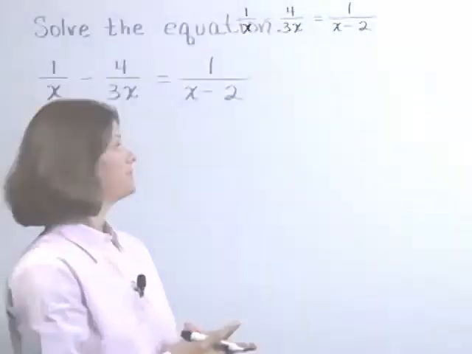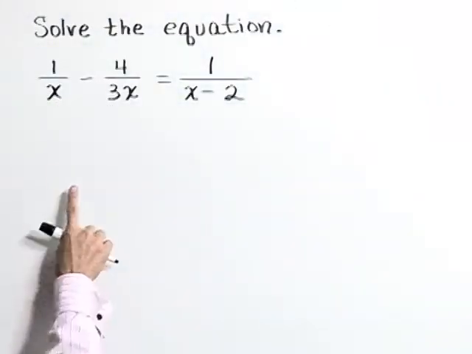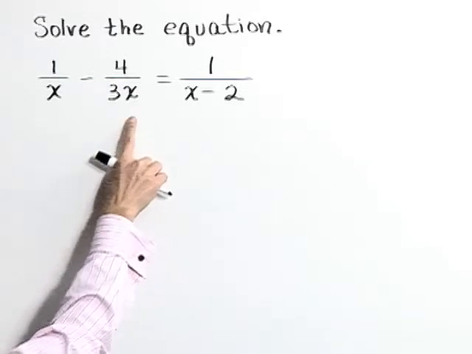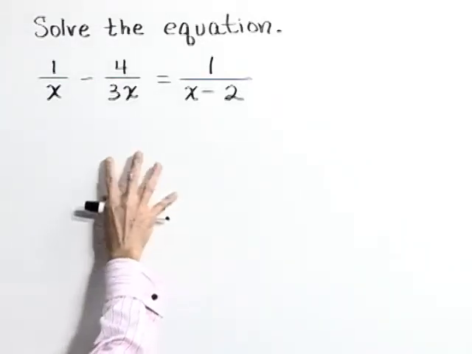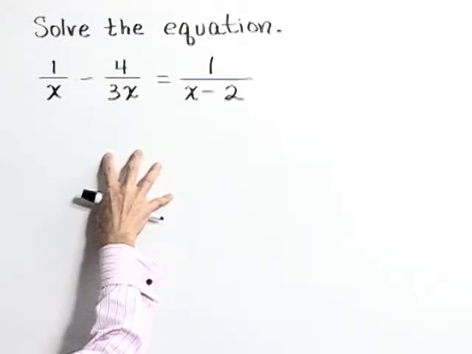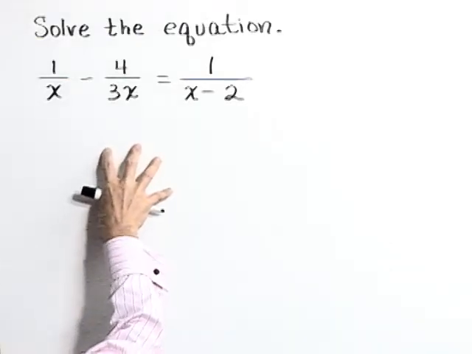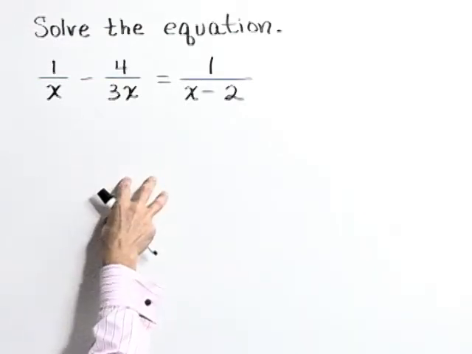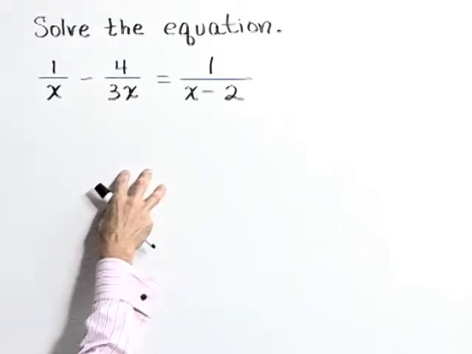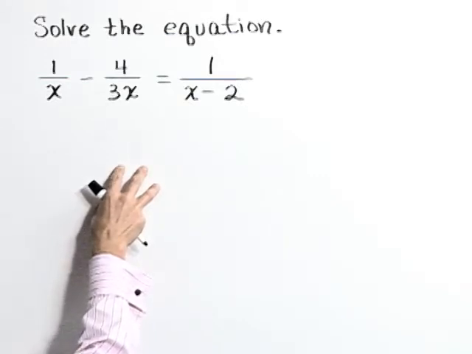Solve the equation. 1 over x minus 4 over 3x is equal to 1 over x minus 2. Here we have a rational equation. I'm going to start by identifying values for x that cause this equation to be undefined. These are values of x that cause any denominator to be 0.